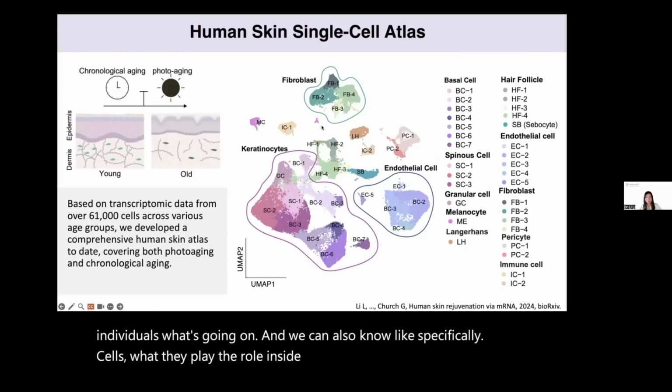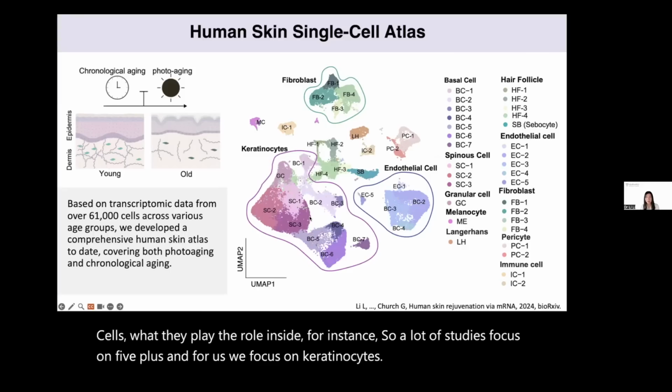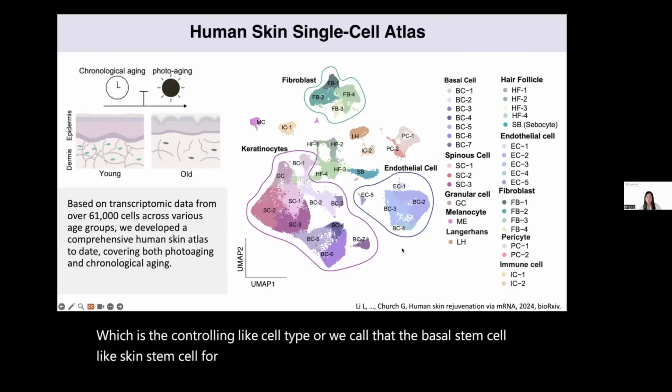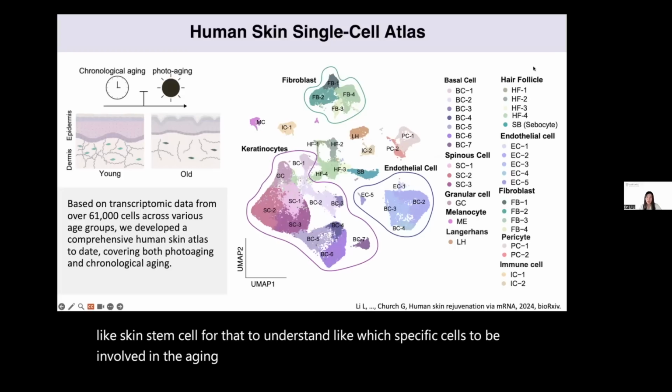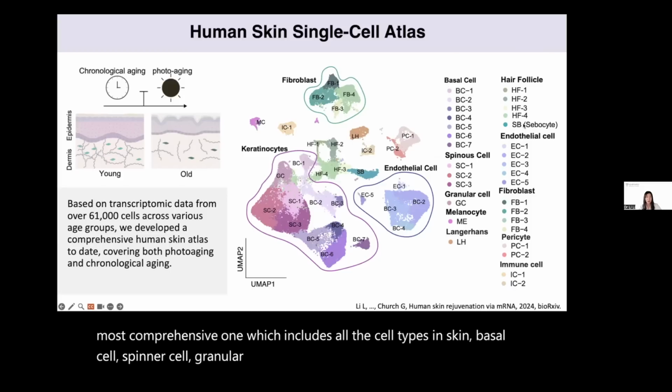For instance, a lot of studies focus on fibroblasts, and for us, we focus on keratinocytes, which is the controlling cell type, or we call it the basal stem cell, the skin stem cell, to understand which specific cells are involved in the aging process. So for this Google map, we try to build the most comprehensive one, which includes all the cell types in skin: basal cell, spinal cell, granular cell, endothelial cell, also hair follicles and other cell types.